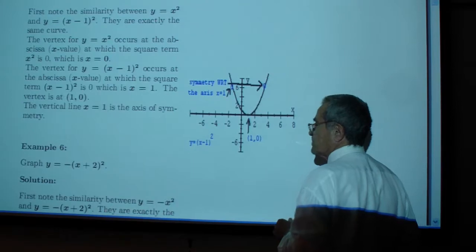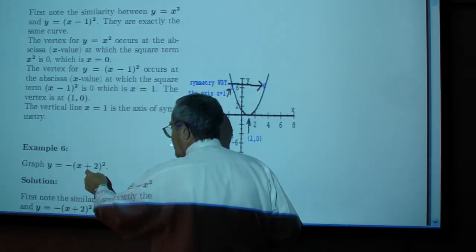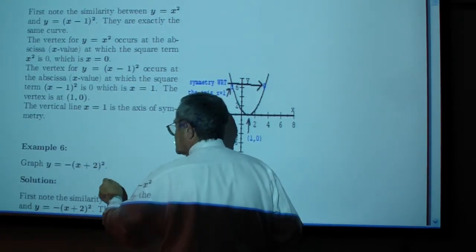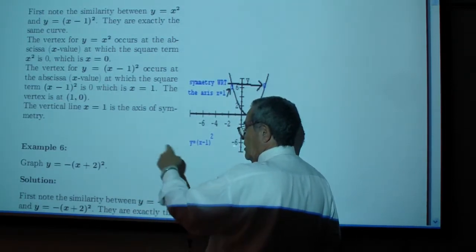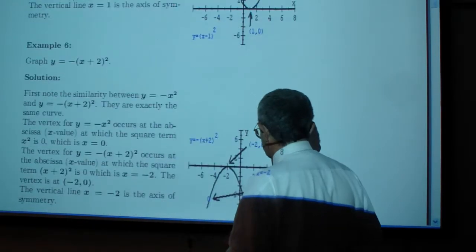(x plus 2) squared, this is like y equals negative x squared. And when x is negative 2, you find the vertex. So this is the parabola which goes down along the y-axis, and it's going to be shifted 2 units to the left. There we go.